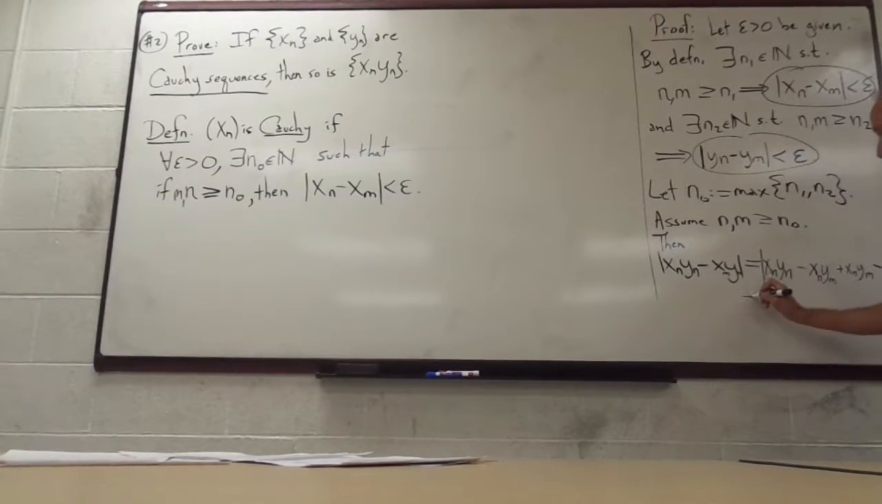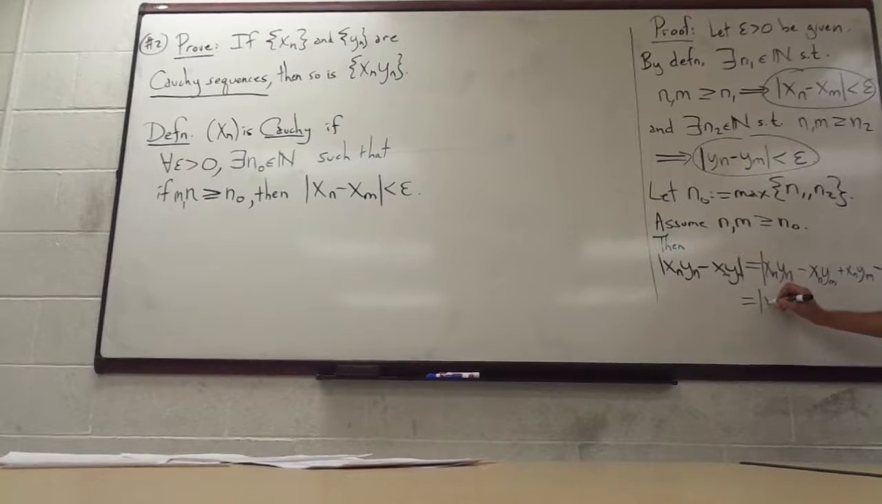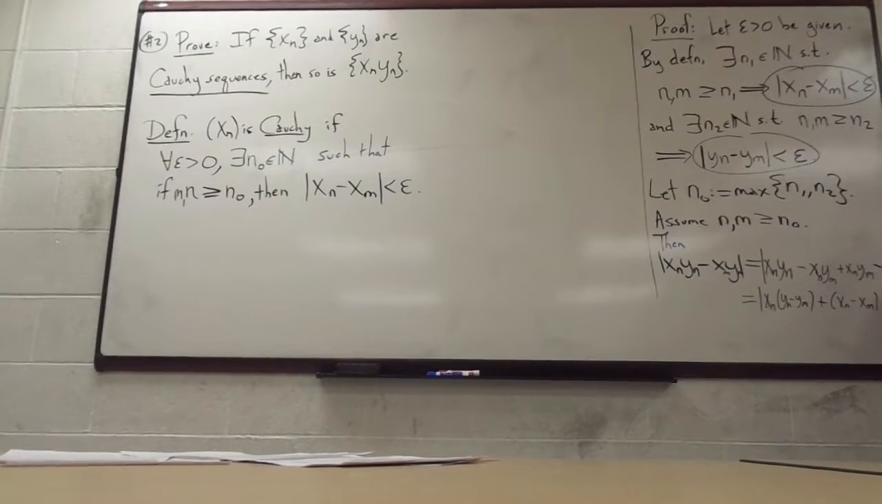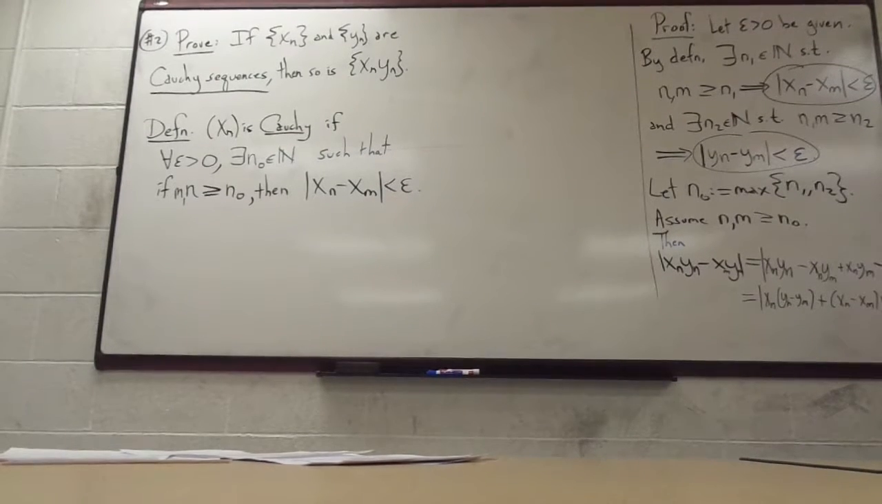In other words, what you're saying is I can factor xn from the first part. That leaves me yn minus ym. And then I can factor xn minus xm times ym right there. I don't have a lot of room here, but let's see if I can finish this up now. So what do I do next? We have yn minus ym less than epsilon.